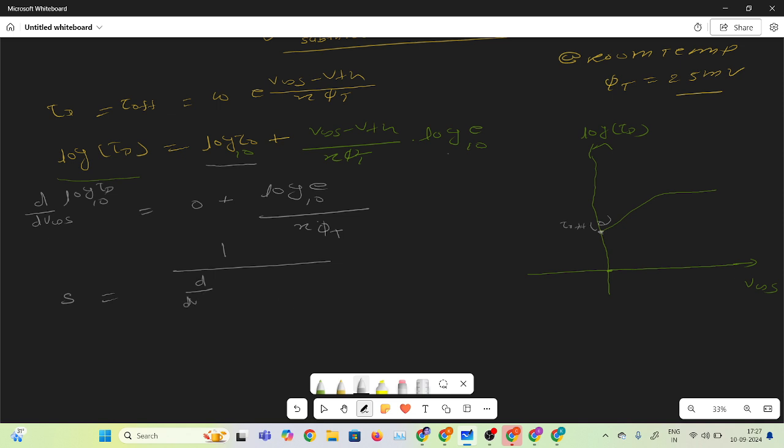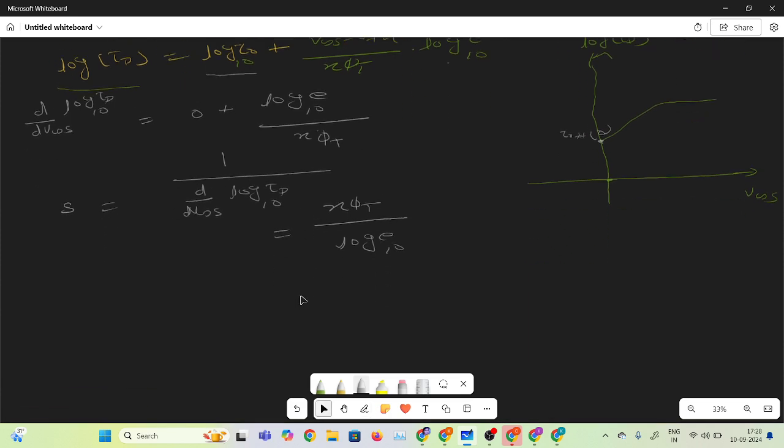d by dVGS of log id to the base 10. So the value of the slope is eta phi t, that is the thermal voltage, times log e to the base 10. Okay, if we calculate this value, then if we go from log 10 to the base e, if we invert the log, the base and order will be changed.